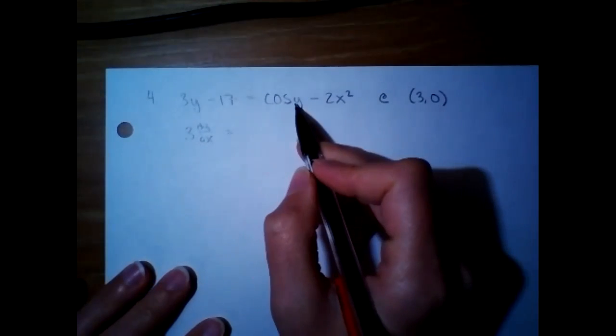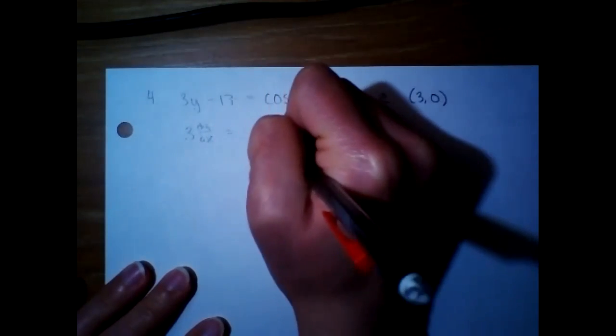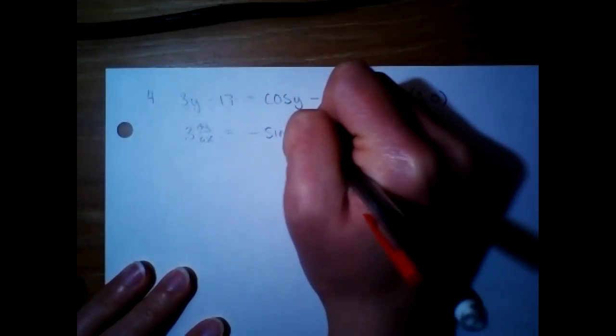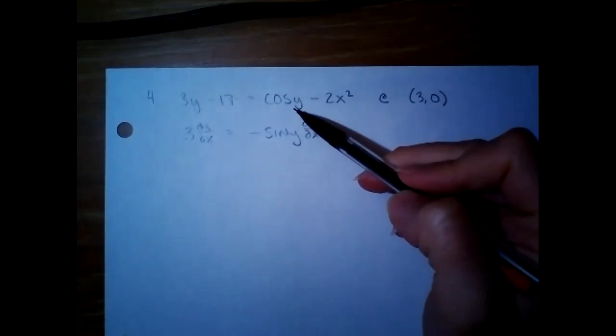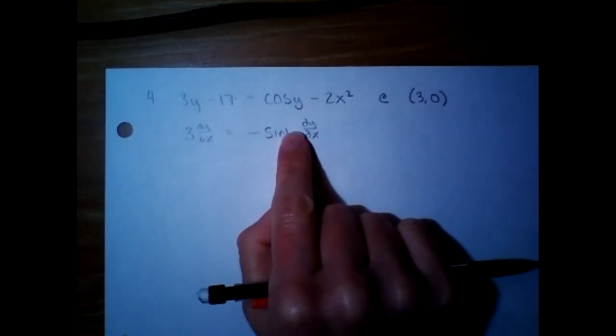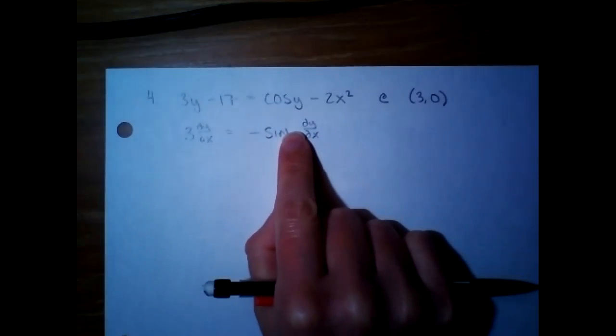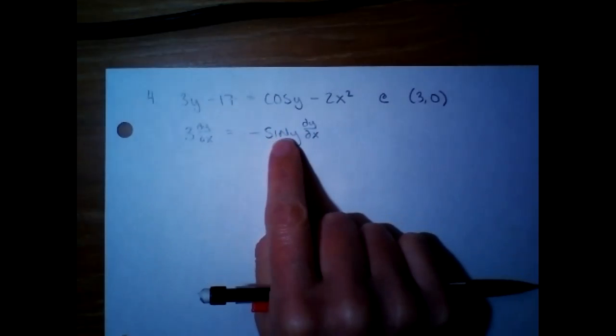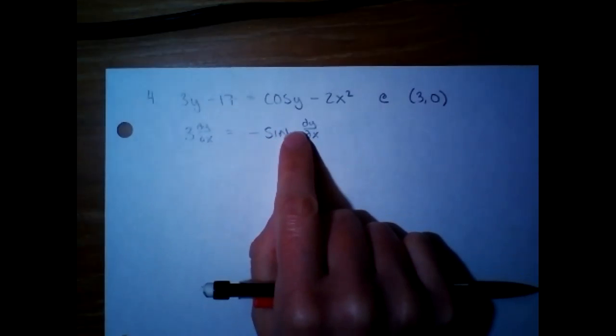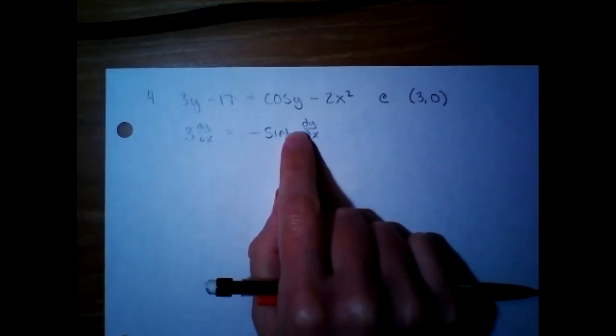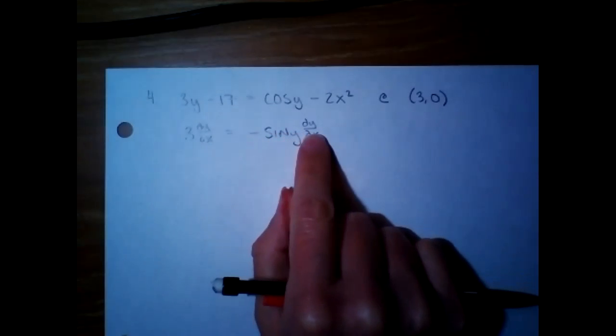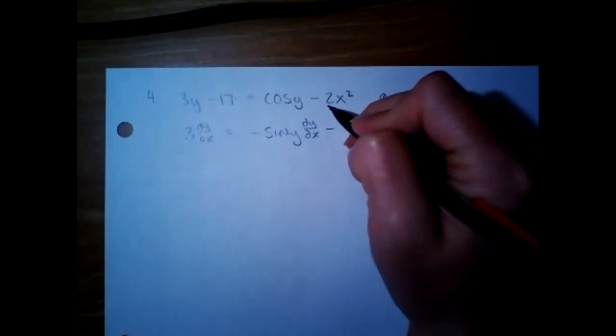And then here, derivative of cosine is negative sine, and then I need a dy/dx there as well. Again, anytime you do a derivative with a y variable, you're going to chain on a dy/dx. The only thing I did notice with this problem is a lot of people just wrote sine without the y there. Be careful, you can't have sine of nothing. There has to be a variable or a number there. So sine of y dy/dx. Minus, and then this would be 4x.